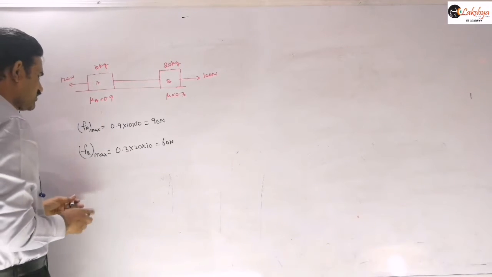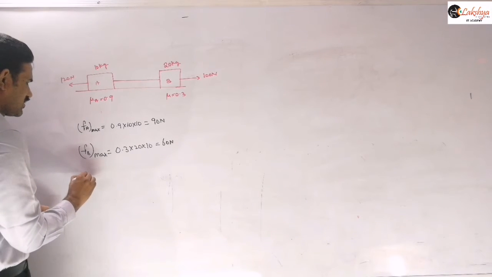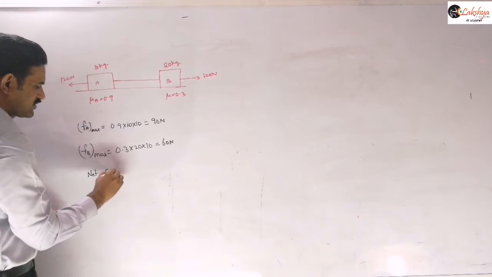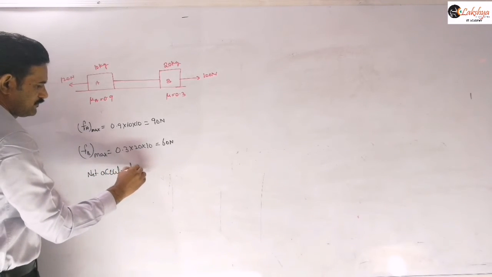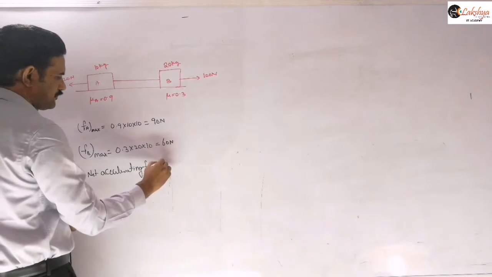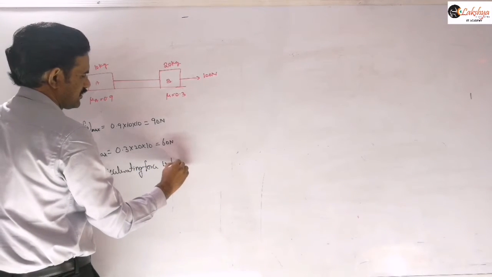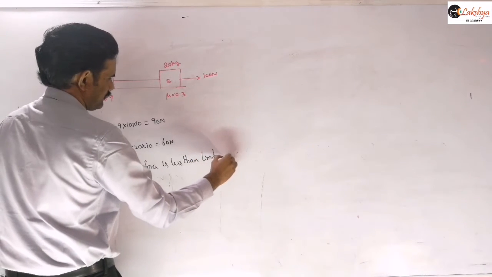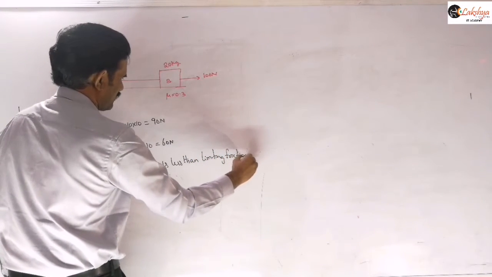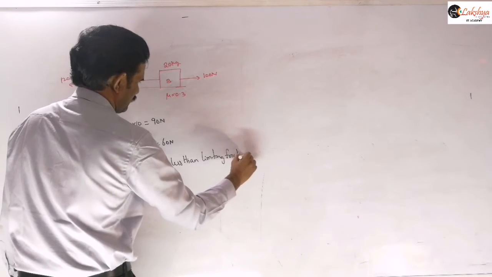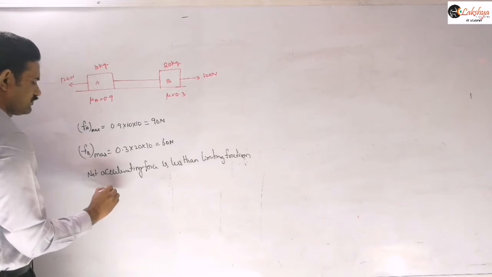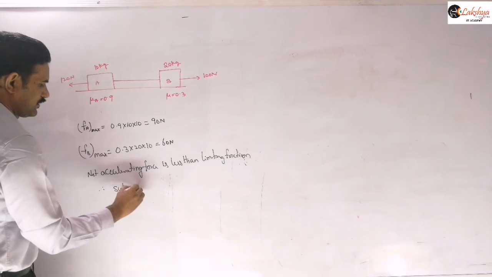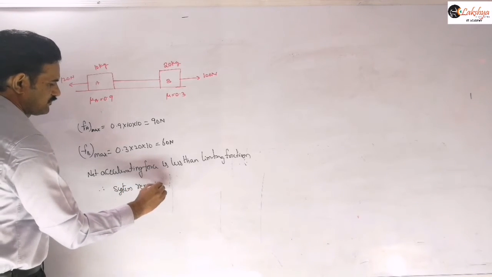So you can conclude that because the net accelerating force is less than the limiting friction, therefore the system remains in equilibrium.